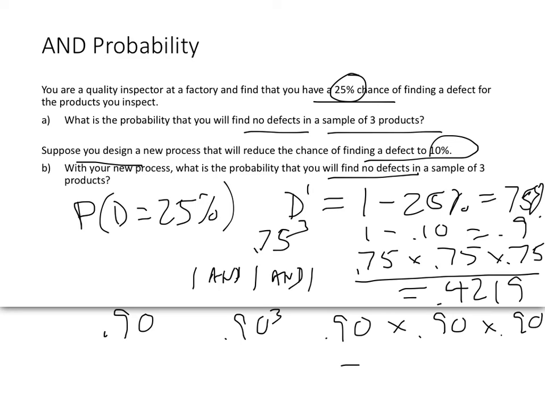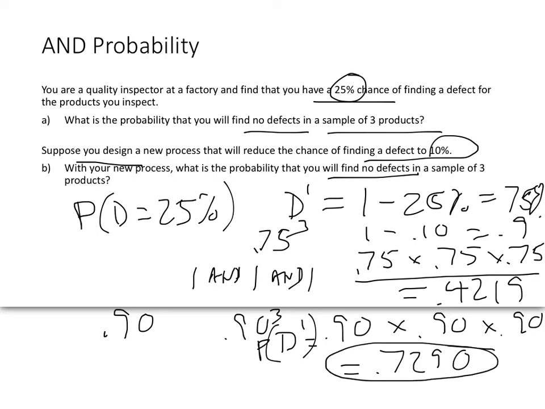And that is going to equal, and this is the probability of no defect, 0.7290. So almost a 73% chance of not finding a defect in a sample of 3.